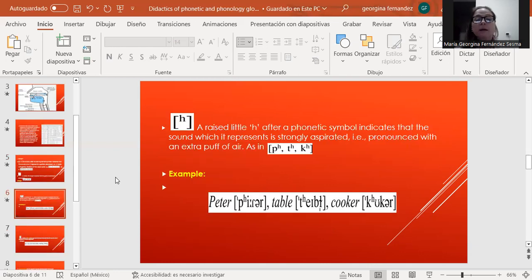Next. A raised little h after a phonetic symbol indicates that the sound which it represents is strongly aspirated, that is, pronounced with an extra puff of air, as in p, t, k. Example: Peter, table, cooker.